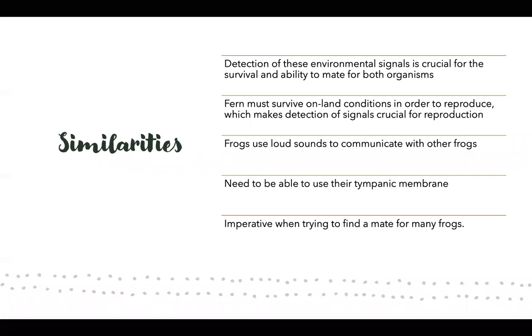Detection of these environmental signals is crucial for the survival and ability to mate for both organisms. The fern must survive on land conditions in order to reproduce, which makes detection of signals crucial for reproduction. Frogs use loud sounds to communicate with other frogs, so they need to be able to use their tympanic membrane. This is imperative when trying to find a mate for many frogs.